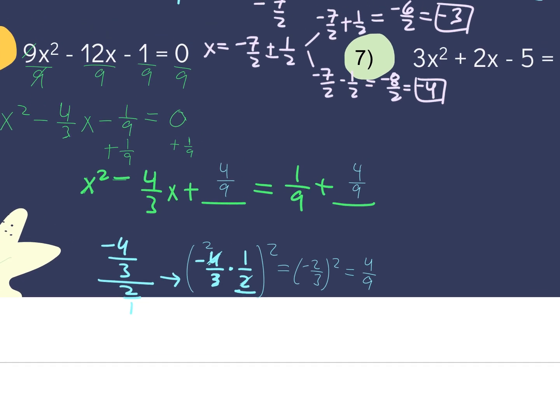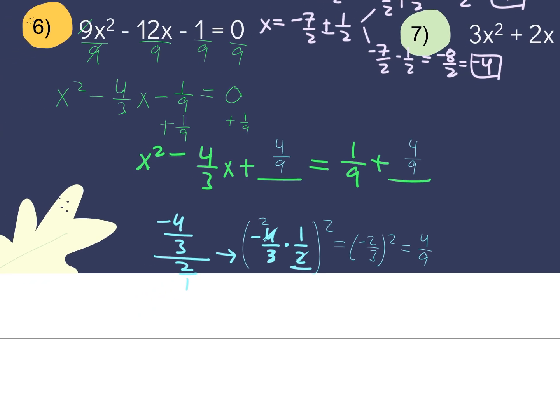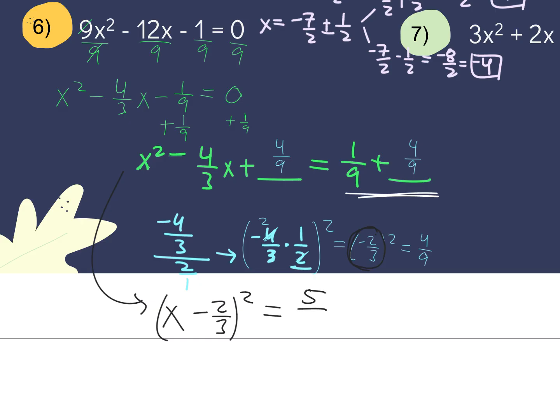I'm kind of running out of room, so I'm going to try to squeeze it in at the bottom. All right, so then this right here is going to become a perfect square trinomial. It's going to factor the same way as it did before. It's going to be x plus b over 2, all to the second power. And in this case, b over 2 was this negative 2/3. All right, so x minus 2/3 squared. And then equals, over here, 1 over 9 plus 4 over 9 is going to get you 5 over 9.